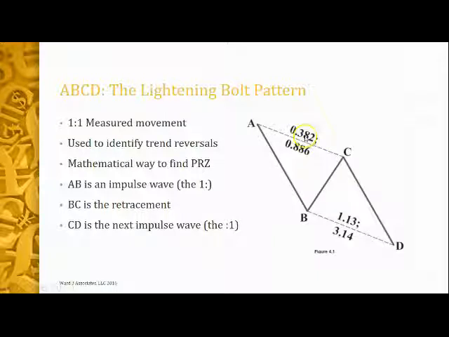should be in between, should hit either the 382 and extend no further than the 886. All right. So anywhere between the 382 and the 886 ratio, this C point can end, and this would still be almost a valid setup. Now the pattern's not complete, guys. Remember, the pattern's not complete until this D is completed.